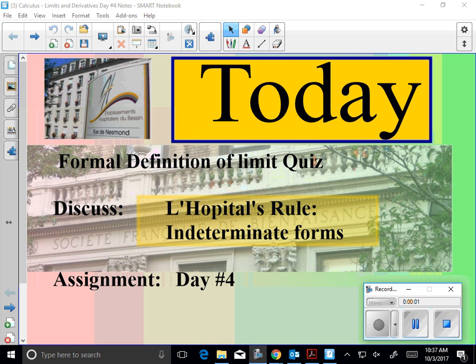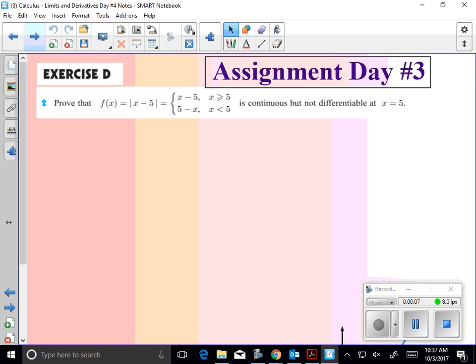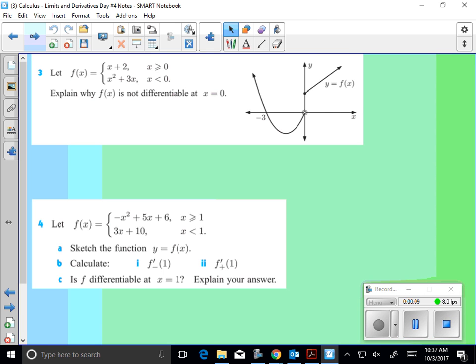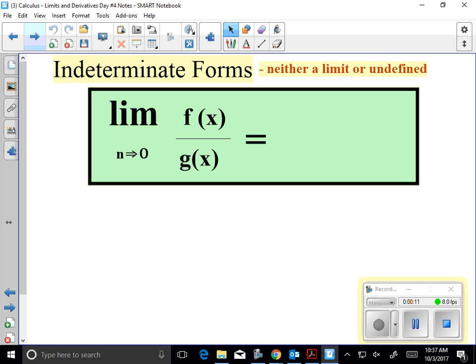Okay, this is calculus limits derivatives, day number 4, L'Hopital's rule, indeterminate forms. I'm going to skip a few problems here that we're supposed to be doing on yesterday's homework.